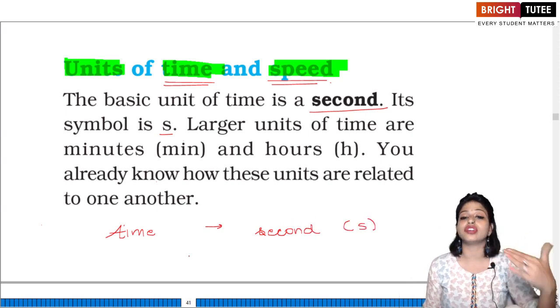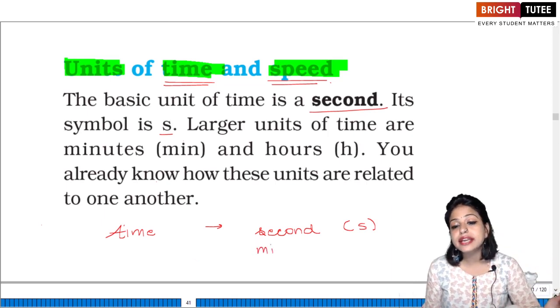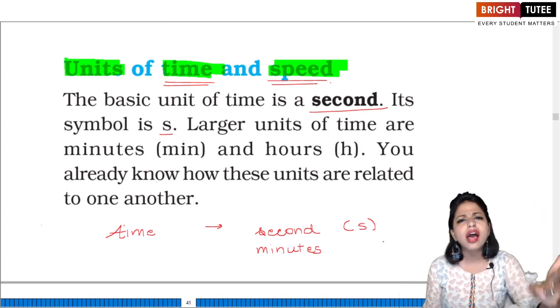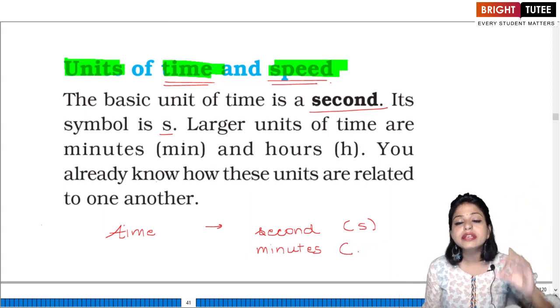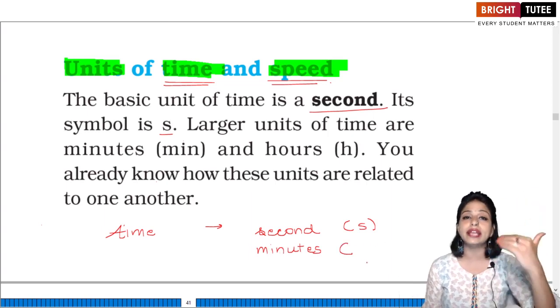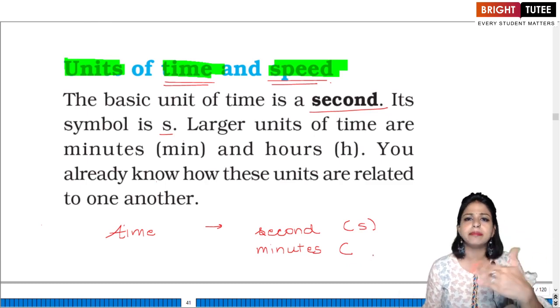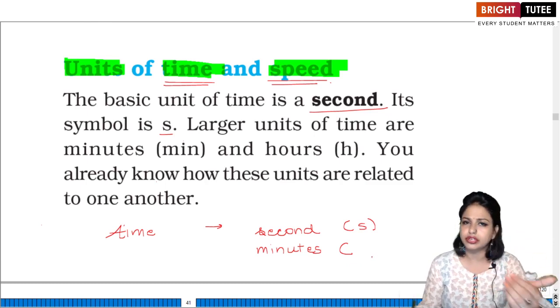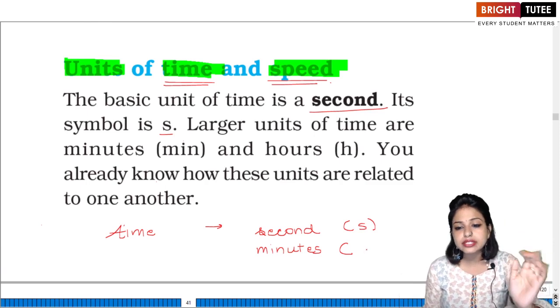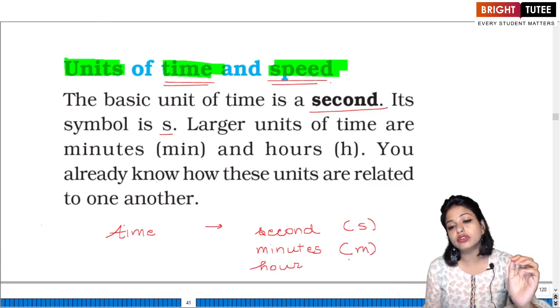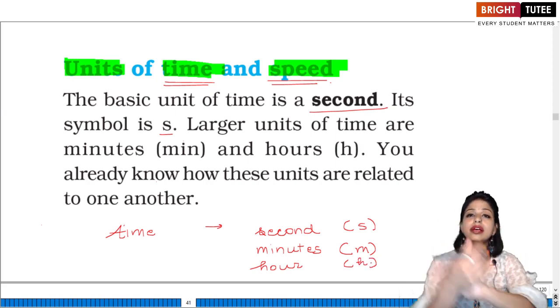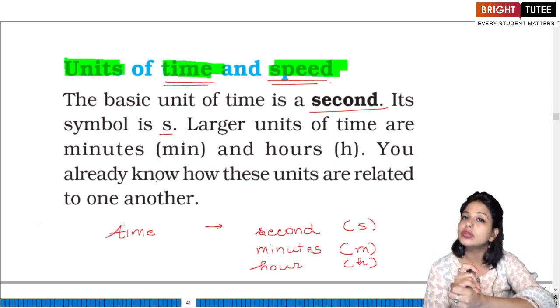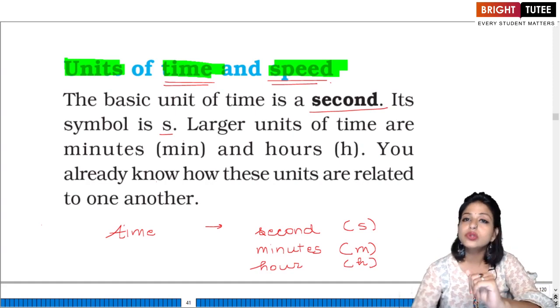But there are larger units as well. As I've given you an example, you can take seconds, minutes or hours to do a task. The main difference is that you will get an idea of whether the time is increasing or decreasing. So for minutes the symbol is min, and for hour you use h as the symbol. So these all are the units of time. Let's go further.